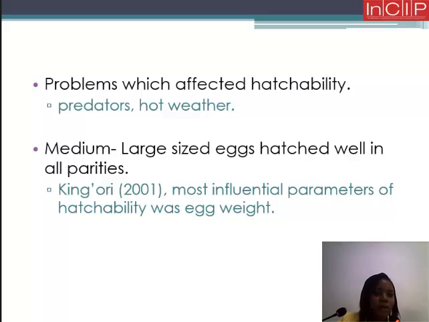However, during this project, there were several problems that affected hatchability. For example, predators would come and steal the eggs, and also the weather, because some eggs would get rotten. And as we saw that the medium-sized eggs hatched well, Kingori reported that the most influential parameter of hatchability was egg weight.